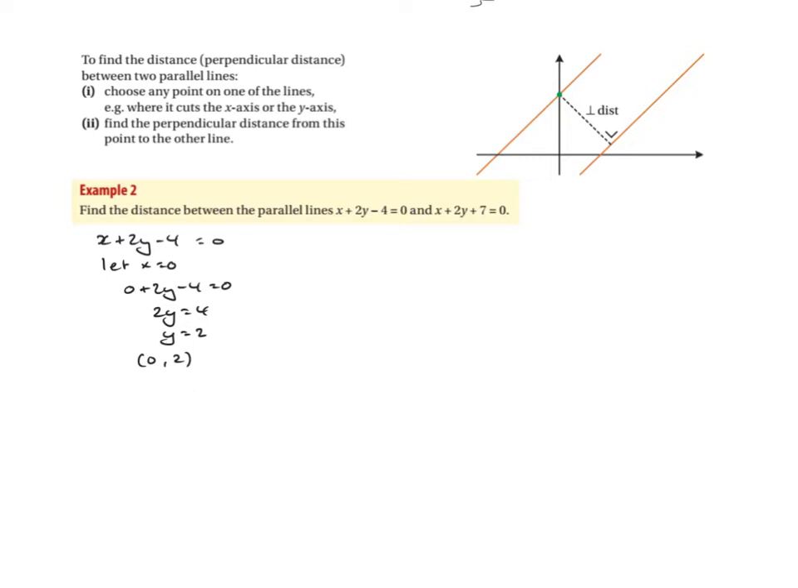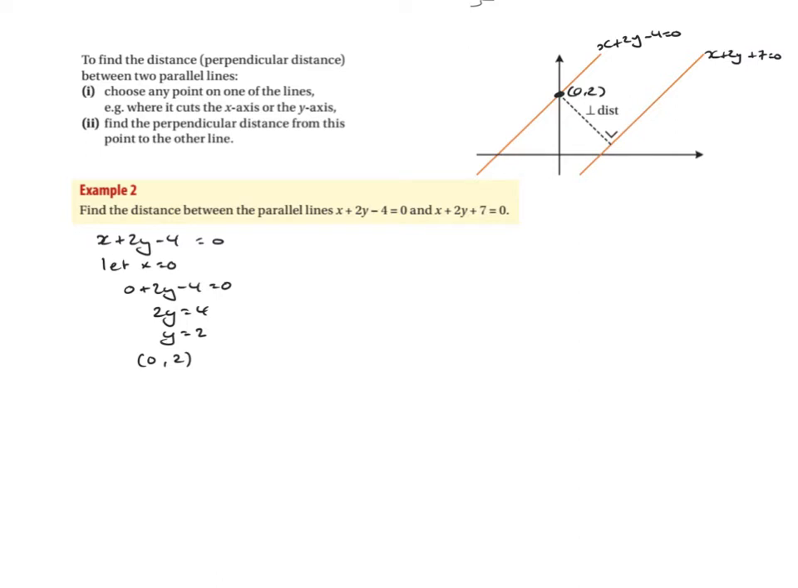Now, if you look at the diagram, 0, 2, essentially what we're saying is that where that green thing is, this now is my 0, 2 coordinate, and that's on the line x plus 2y minus 4 is equal to 0. The other line that we have is x plus 2y plus 7 is equal to 0, and I'm trying to find the perpendicular distance from here to this line here. It's now just a case of putting it through the formula.